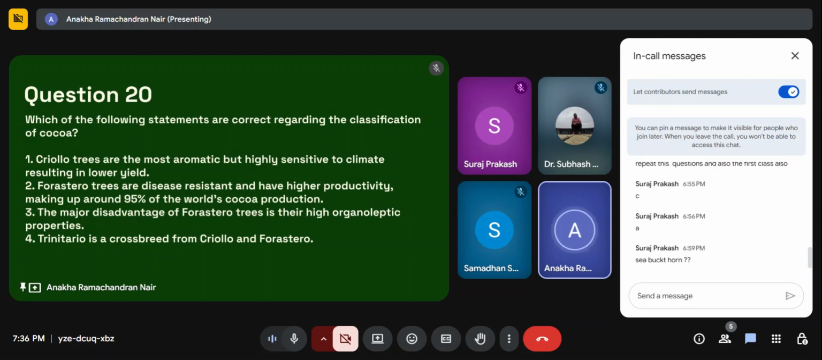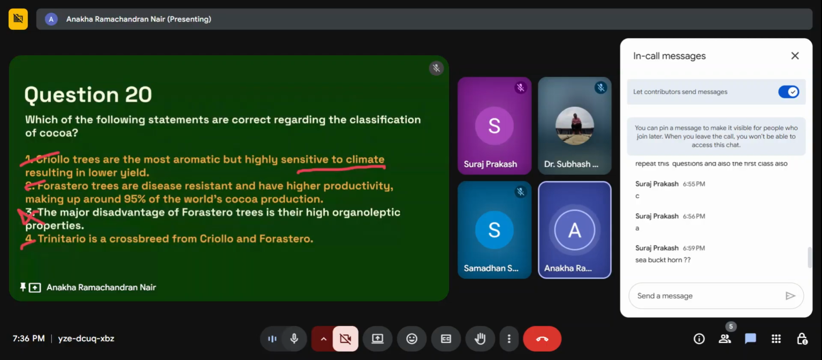So this is a very theory one. I'm not sure if you'll remember it or not. So I'll just tell you the answer. So the correct statements are 1, 2, and 4. So Trinitario is in fact a crossbreed of Criollo and Forastero. Criollo trees are very aromatic, but they are sensitive to climate and therefore they're not very easy to grow, and their yield is also low. Okay. Forastero trees are disease resistant and they have high productivity, and therefore that is what is most widely used around the world. The major disadvantage of Forastero trees being their high organoleptic properties is the incorrect part.